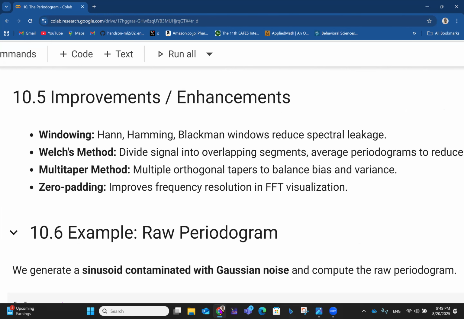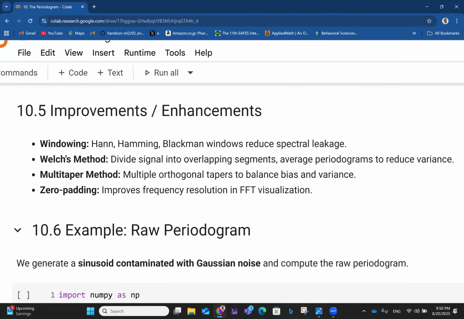So how do you improve on these limitations? All right, improvements and enhancements. We use windowing like Hamming and Blackman windows, reducing spectral leakage. We have the Welch method, which divides the signal into overlapping segments and averages periodograms to reduce variance. Then we have the multi-taper method, which uses multiple orthogonal tapers to balance bias and variance. And we have zero padding, which improves the frequency resolution in FFT visualization. Interestingly, in the next video, we'll be looking at the Welch method, multi-taper and one other method like this.